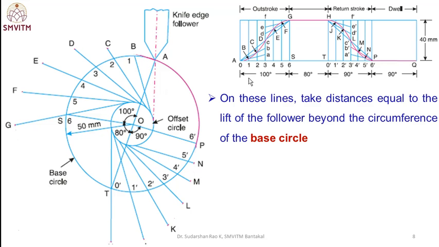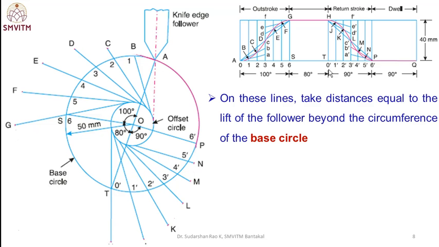Then, on these lines take a distance equal to the lift of the follower, which you get from your displacement diagram, and mark this beyond the base circle, that is 1b, 2c, 3d, 4e, 5f, 6g, like this. So from the displacement diagram take the distances 1b, 2c, 3d, 4e, 5f and 6g. Do the same for ascending and descending.